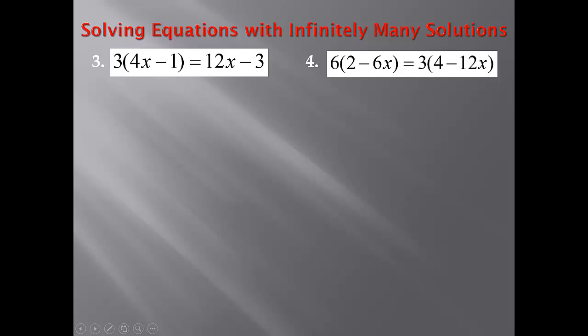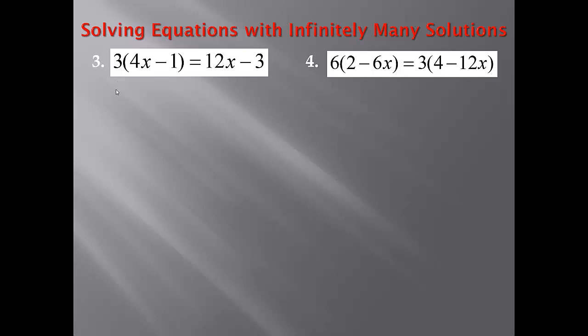Now we're going to solve equations with infinitely many solutions. So for number 3, we have 3 times the quantity 4x minus 1 equals 12x minus 3. So first we're going to use the distributive property to solve the left-hand side.